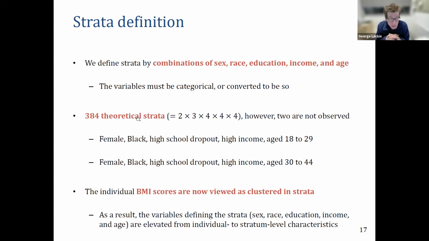So the innovation with the multi-level approach here is that we treat individuals not as nested within, say, geographic areas with administrative boundaries, and not individuals within organizations. Those are typical applications of multi-level models. We're going to treat individuals as nested within these strata, which are defined from their characteristics. Now, in doing that, we have these complex social identities at level 2, defined by sex, race, education, income, and age. By doing that, we're elevating conceptually those variables from level 1 characteristics of the individual to level 2 characteristics of these complex social multifaceted identities.